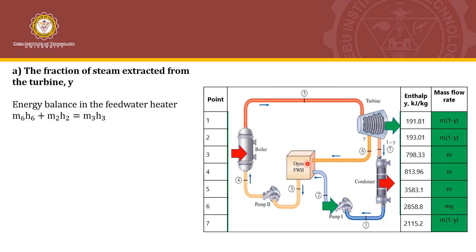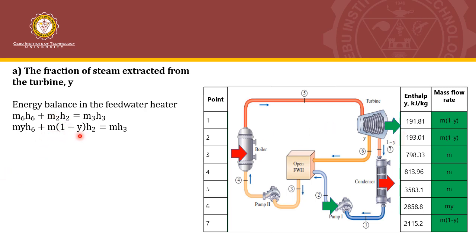So by energy balance, we account for the energy coming in as well as the energy going out of the open feed water heater. For the energies entering, those are m6h6, that's why we have here m6h6, plus m2h2, which is coming from the pump. And then the energy that's leaving the open feed water heater is at point 3, that's why we have m3h3. Then we just substitute the equivalent masses based on the mass flow rate here in this table. So that's why it's very important that the mass flow rate here is already correct. So for m6, that is my, that's why we substitute here my. For m2, that is m based on the table.